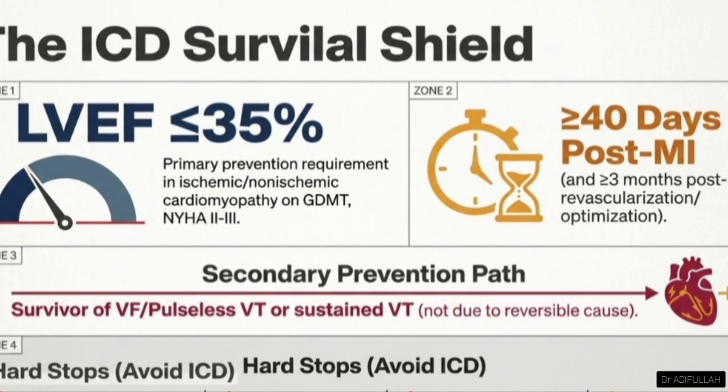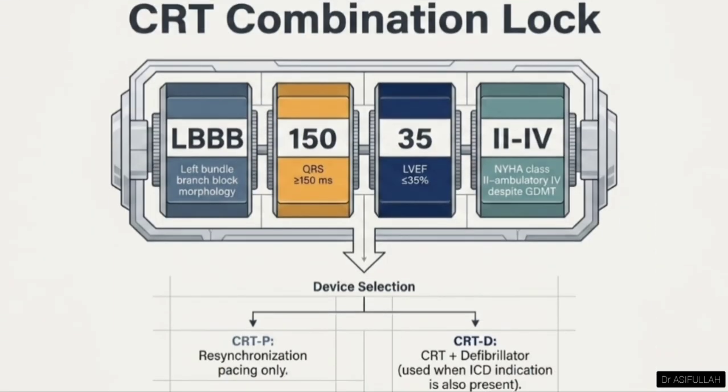The ICD survival sheet. For primary prevention: EF less than or equal to 35% on guideline directed medical therapy, NYHA 2 to 3, more than or equal to 40 days post MI or more than or equal to 3 months post PCI or CABG. Secondary prevention path for survivors of VF, pulseless VT, or sustained VT that is not due to a reversible cause. Hard stop: avoid ICD in the CRT combination.